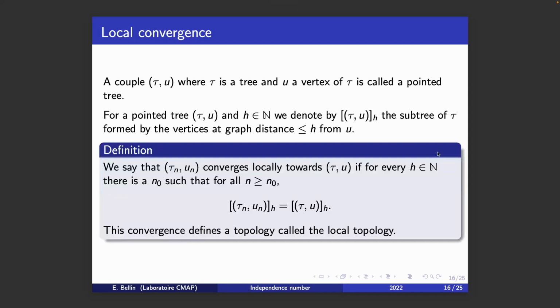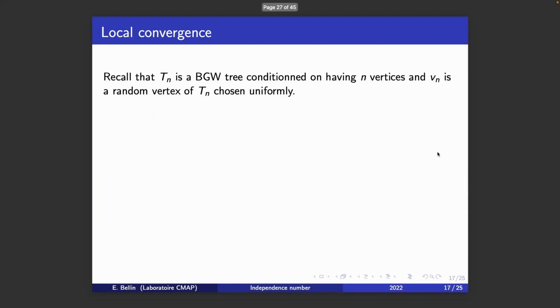And I say that a sequence of pointed trees, tau n, u n, converges locally towards tau, u if for every h, for n large enough, the balls coincide. So it means that if you look locally around un, at some point, it looks like what you can see around u in tau. This convergence defines the topology called the local topology.